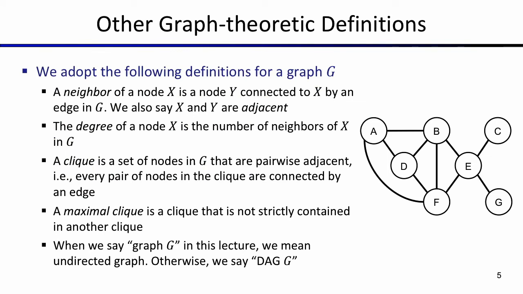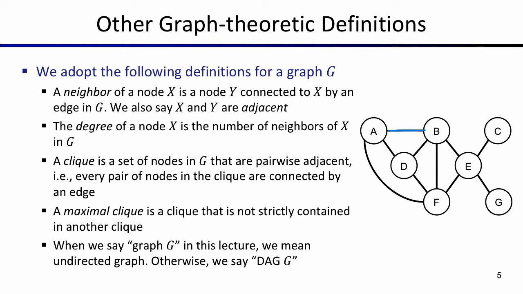So we will need a set of definitions for graphs, and we're going to do that in this slide and make it clear for the following ones. So some of these definitions I haven't used before. Some of them are really well known. So the first one is a neighbor. A neighbor of a node X is a node Y connected to X by one edge in G. And we also say that X and Y are adjacent. So we can say that, for instance, A is a neighbor of B because they are connected by one edge, and we also say that A and B are adjacent. The degree of a node X is the number of neighbors of X in the graph G. So for instance, A has the degree 3 because it has 3 neighbors. B has degree 1, 2, 3, 4 because it has 4 neighbors, and C has a degree 1.